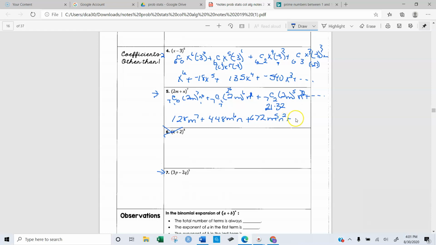And then you just keep going. Keep track. If you want to keep going, please do. I mean, the next one's 560 m to the 4th n cubed, and it just keeps going on. Then it goes 280, 84, 14, and n to the 7th. All right. Now let's look at this guy.